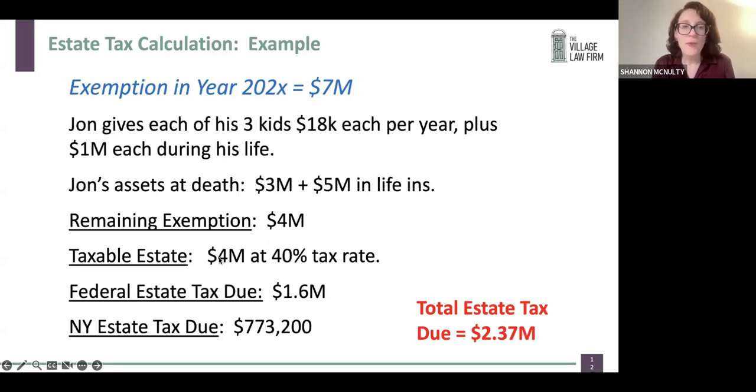Okay, so we have $4 million that's taxable at a 40% rate. Federal estate tax due is going to be about 1.4 million. New York estate tax due is going to be about 773,000. Total estate tax due is going to be $2.37 million. So that's the amount we're looking at in terms of estate taxes, the money that will be used up in estate taxes.